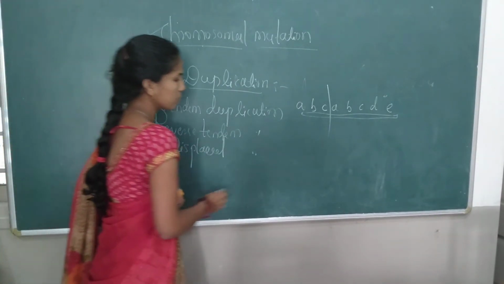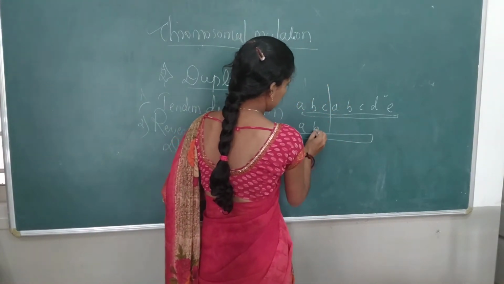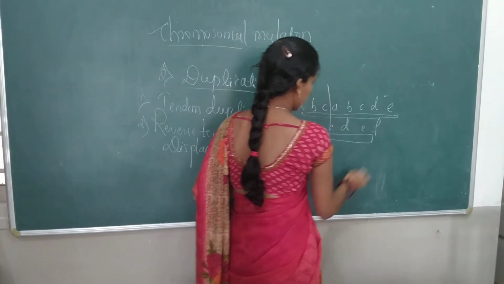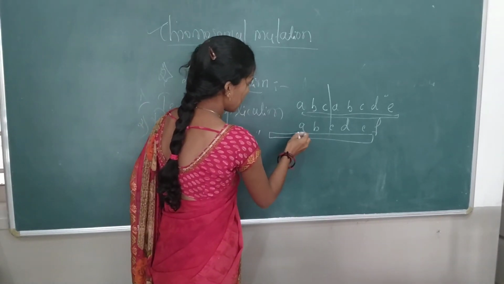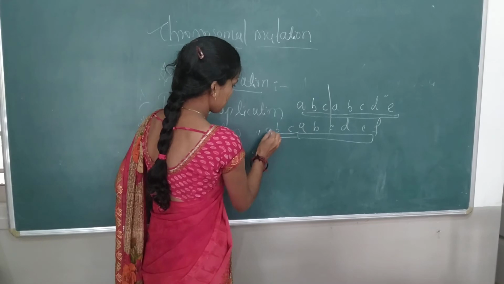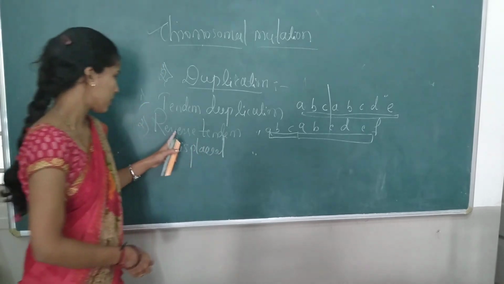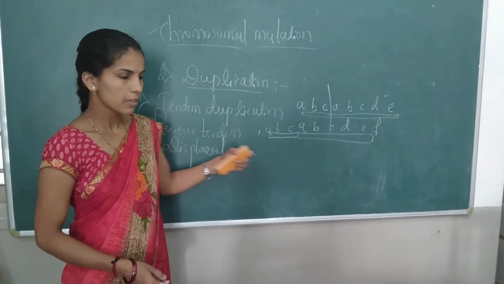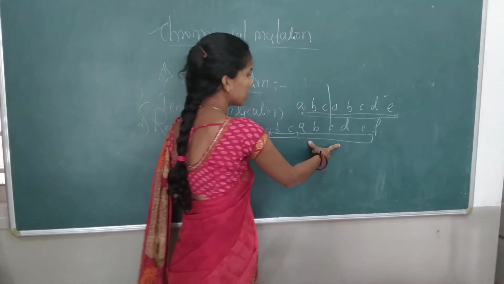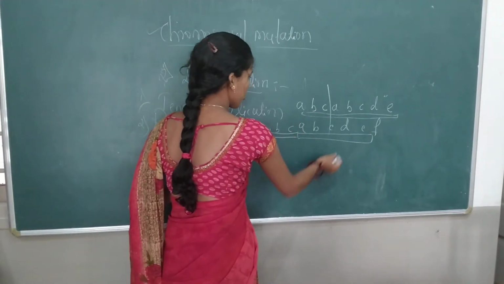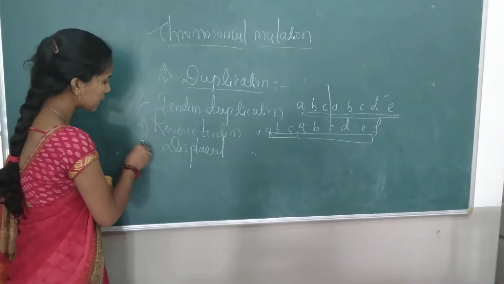Reverse tandem means if this chromosome consists of the genes A, B, C, D, E, F, then what happens here? A different chromosome part comes and attaches here. So it consists of C, B, A. Like this, reversed genes will be attached here. Such a type of duplication we call the reverse tandem duplication. The word itself indicates that reversed genes will be present and will attach to the different chromosome. Then this whole chromosome we call the reverse tandem duplication. Then third is the displaced.